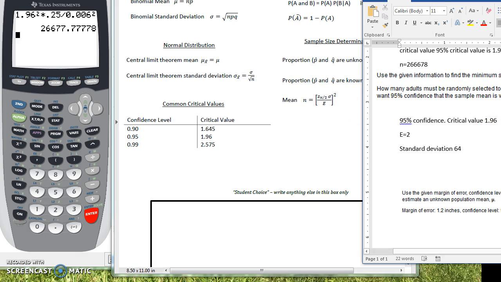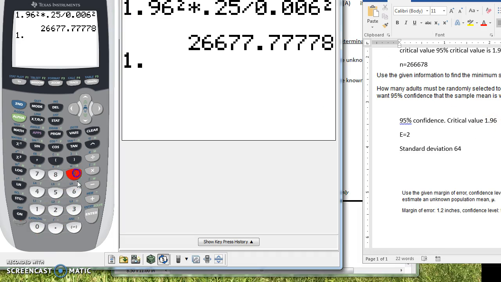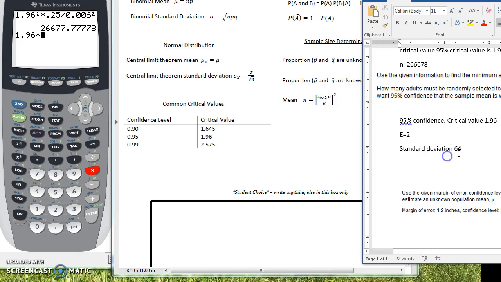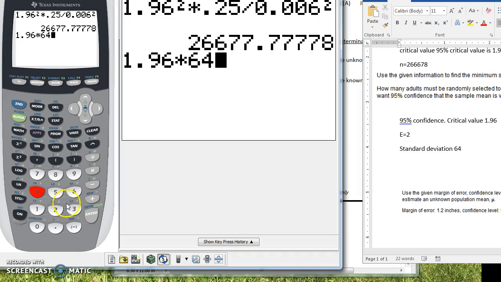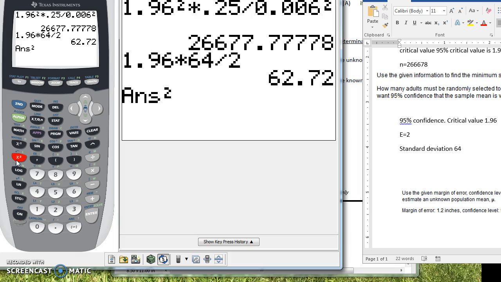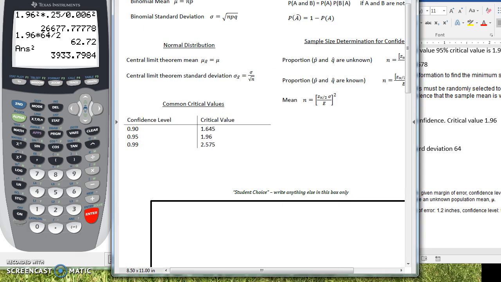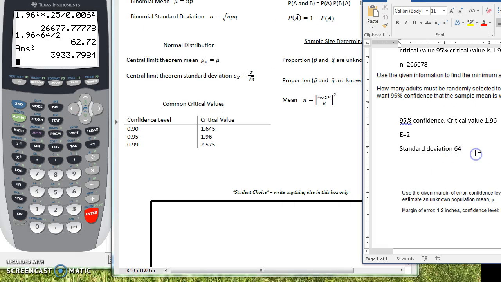So z alpha over 2 is 1.96, times our standard deviation, which we found was 64, and then we're going to divide that by our error, which is 2. Then we hit enter and square our answer. Make sure you get the result of that and then square it. So this one would be 3934 because we always round up. So n is equal to 3934.